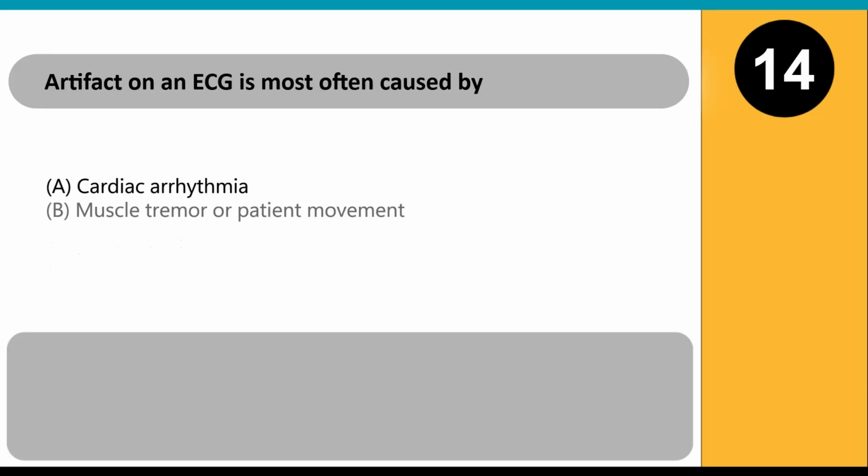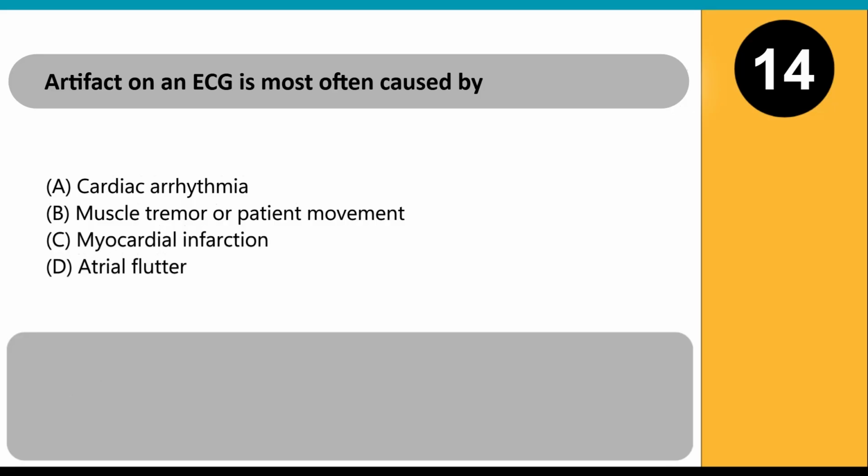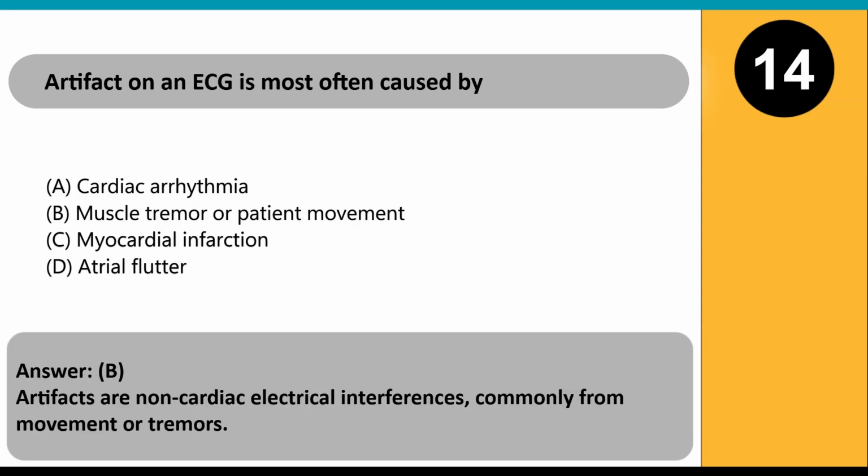Artifact on an ECG is most often caused by: A. Cardiac arrhythmia. B. Muscle tremor or patient movement. C. Myocardial infarction. D. Atrial flutter. Answer B. Artifacts are non-cardiac electrical interferences, commonly from movement or tremors.